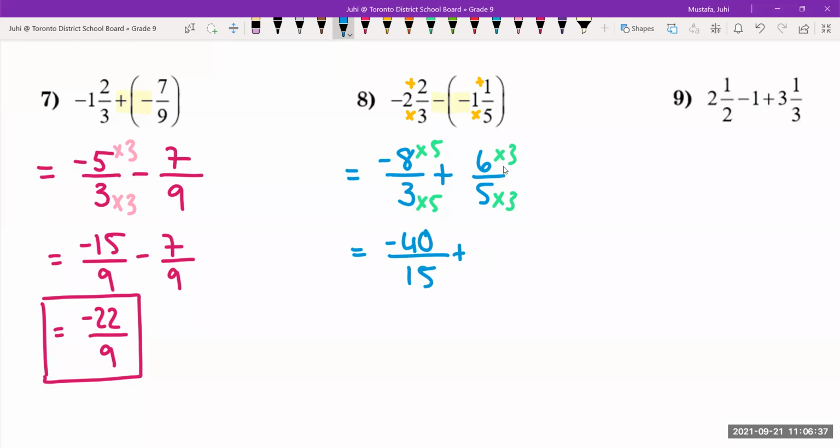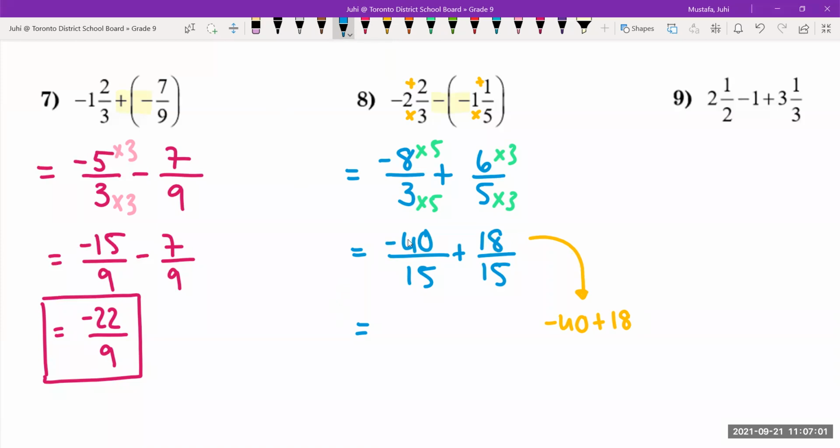-40/15, good. (18/15), good. And then as our final step, what are we thinking about this as? We are considering this to be -40 plus 18. So different signs, subtract the numbers, and take the sign of the bigger number.